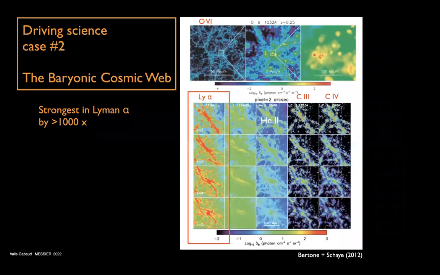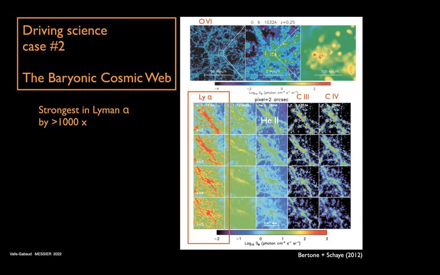Okay, so the second driving science case is the cosmic web. You can look at the web in the oxygen 6 line at 1032 angstroms, and that's interesting, but it is a collision-ionized line. Therefore, the intensity will go like the square of the density. You will see the very dense clumps, but you will not see the cosmic filaments on very large scales. For that, predictions from simulations say that Lyman-alpha will be 3 orders of magnitude stronger than any other metallic line. So it makes sense to look for Lyman-alpha.